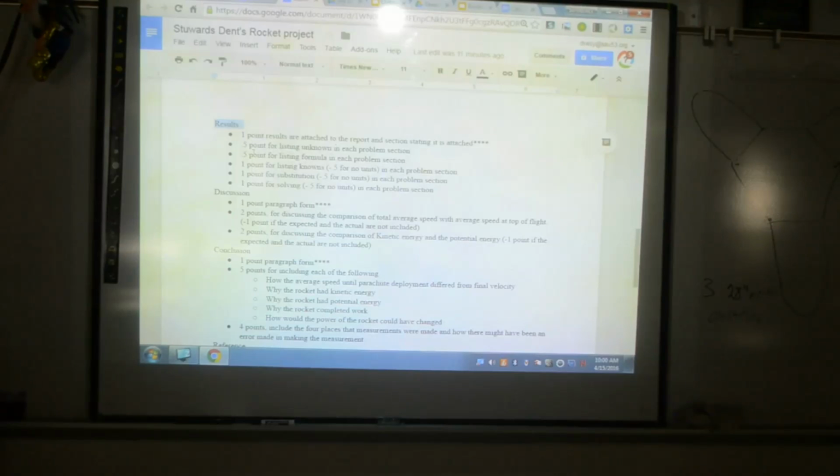Here is the rubric that I'm going to be using to correct those calculation pages. So you may want to go through the calculation pages and make sure you have all of these in here so you'll receive the full credit for the calculations that we did in class.